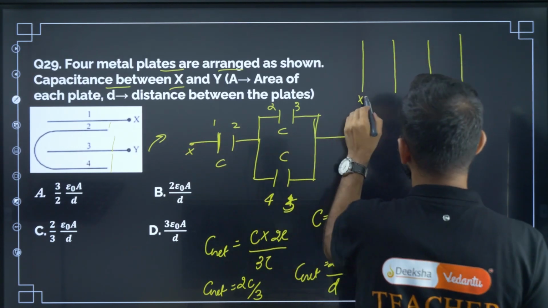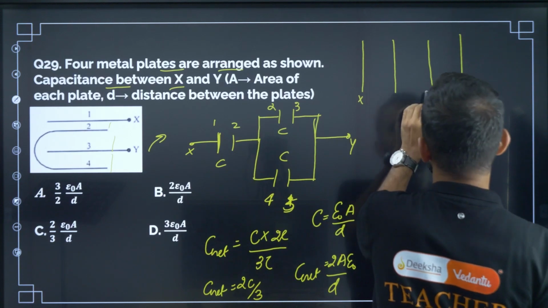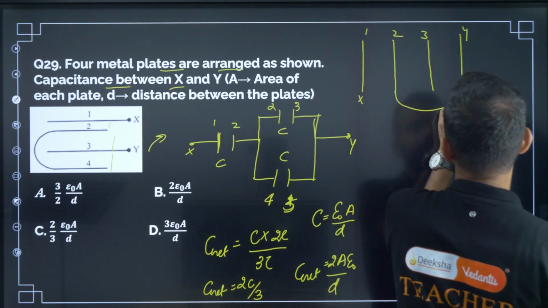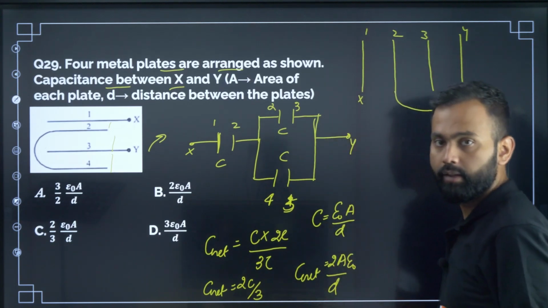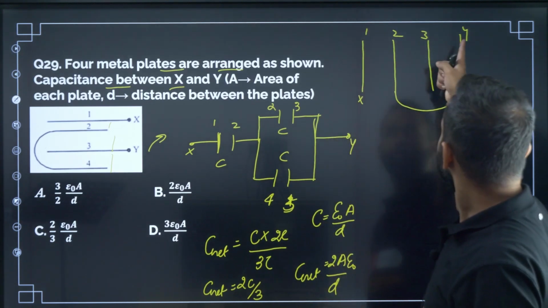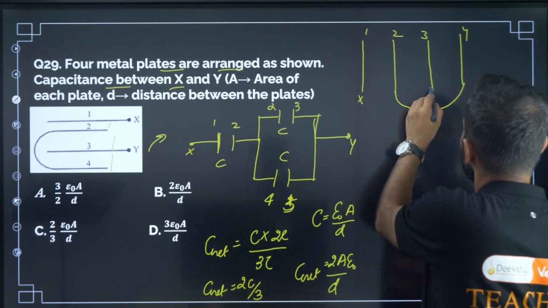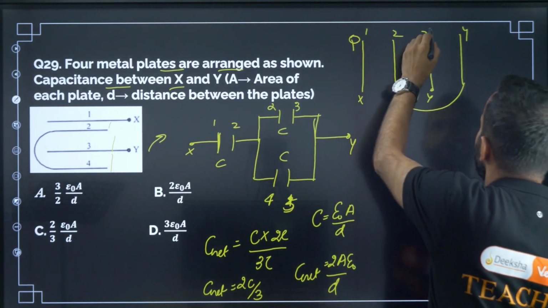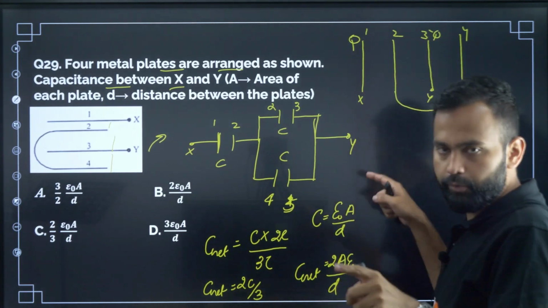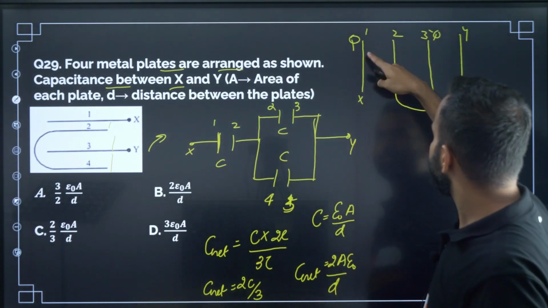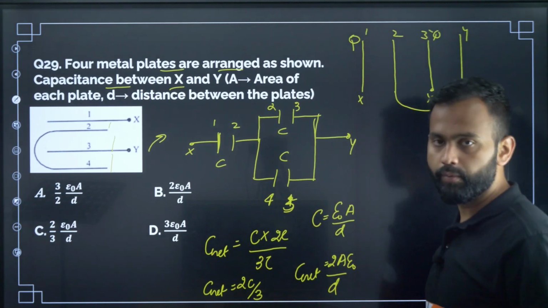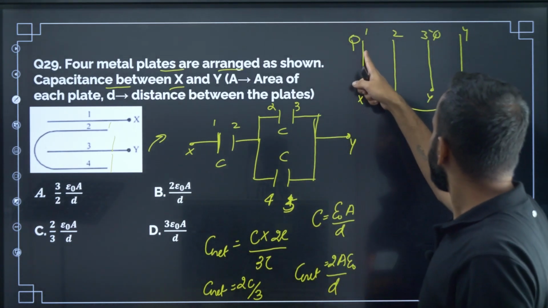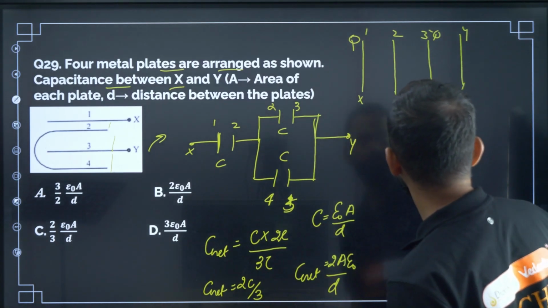Sorry, this is plate 1 connected to X, and here this is Y, plate 3. 1, 2, 3, 4. Plates 2 and 4 are connected, right? Now give charge to X and Y. So this is Q and minus Q, that is, I am connecting X and Y to a battery. Charge on X is Q and charge on Y is minus Q. Why? Y is connected to the negative terminal, X is connected to the positive terminal, right?